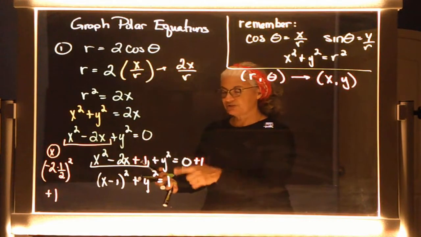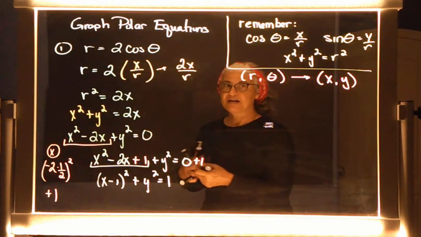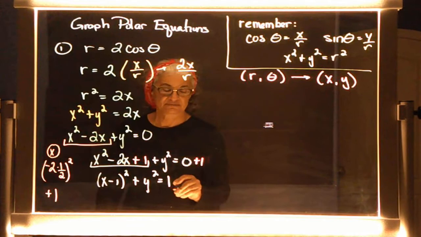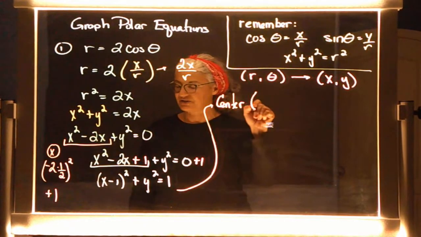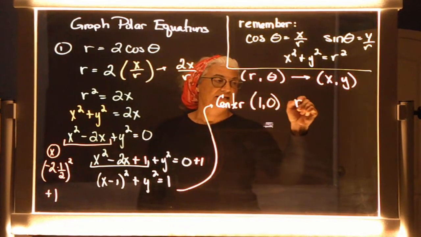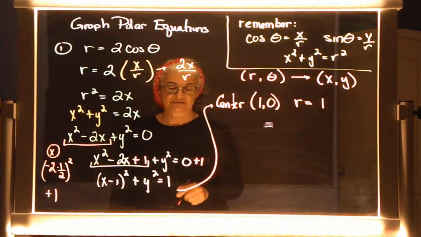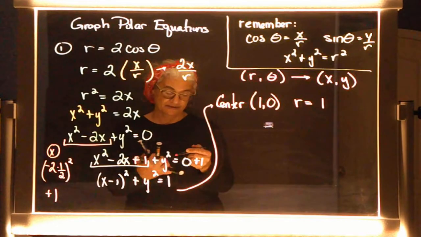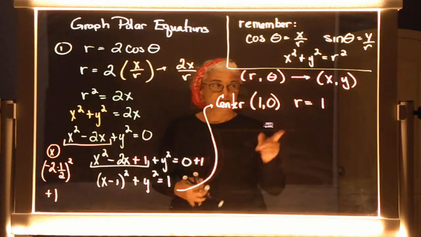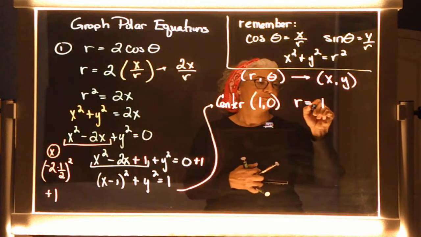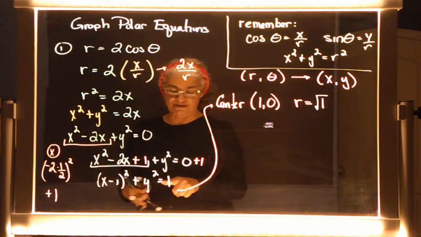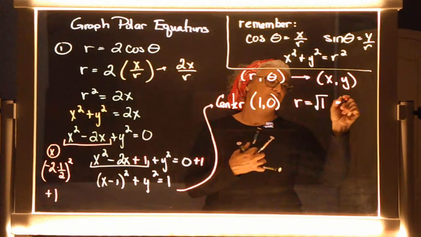But this particular circle, and I'm going to write it over here, has a center at (1, 0) and has a radius of 1. I had to take the square root of this 1, and the square root of 1 is just 1.